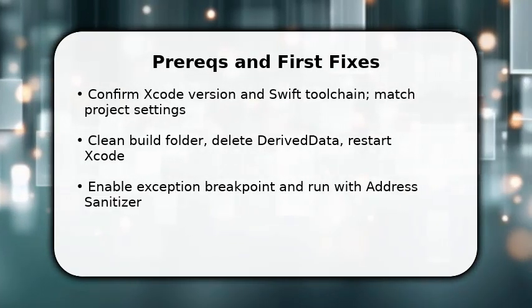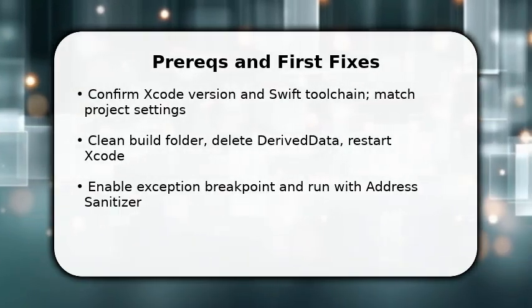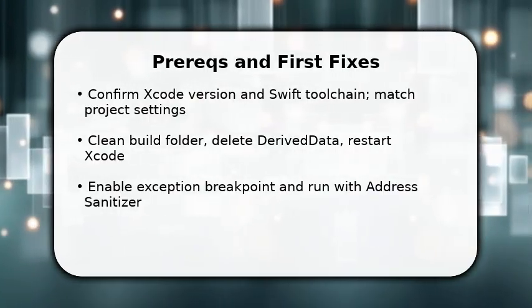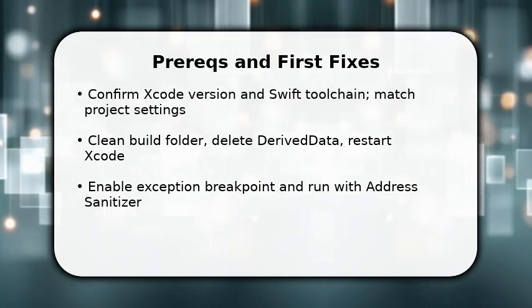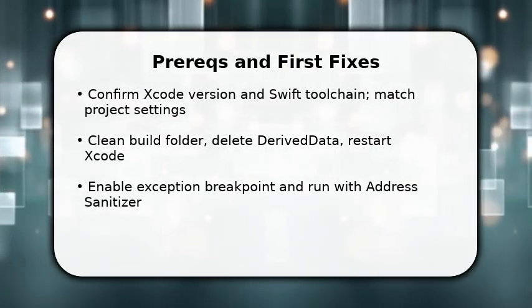Then set an exception breakpoint and enable Address Sanitizer so you catch memory issues early. You're doing this first because stale caches and hidden memory errors are common crash sources. Catching them now saves time later and narrows where to focus your debugging efforts.